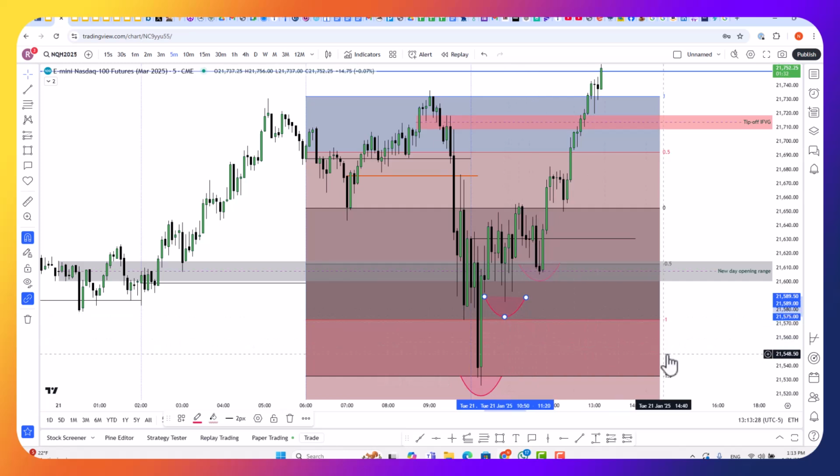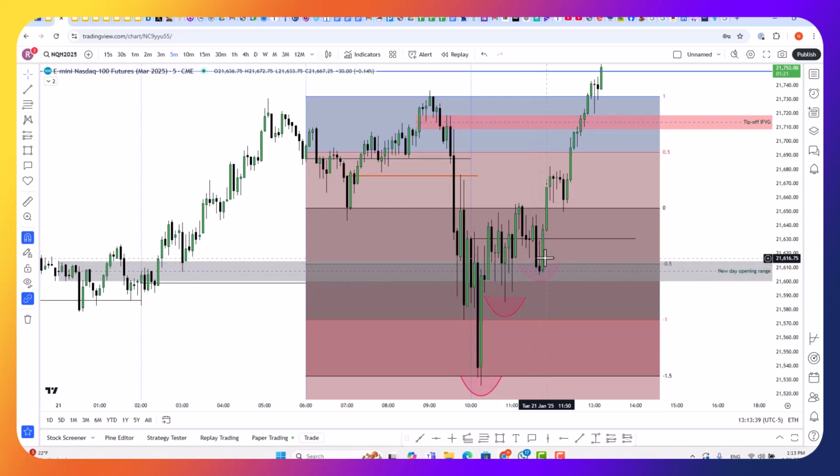I will encourage you to go study ICT and see what this is. And this also is another reversal pattern taught by ICT. So when I see this, I know that the market is much, much more likely to break higher.